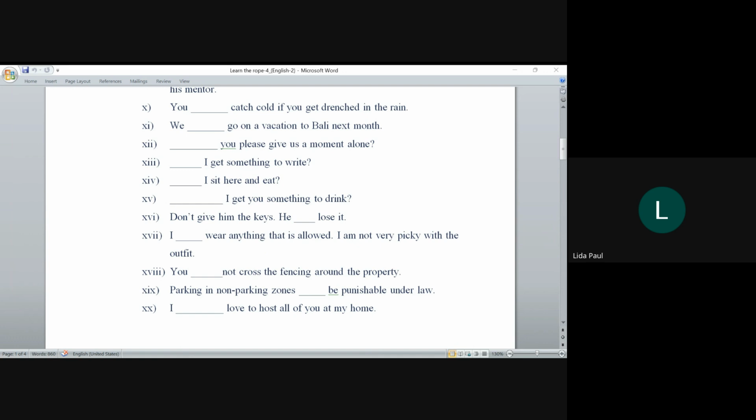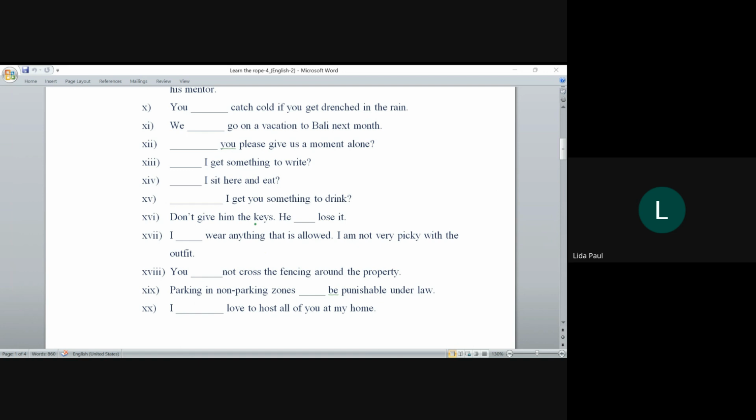Then the 19th one: Parking in non-parking zones dash be punishable under law. Again, this is similar to question number 18, I feel. So more than should, what else is the answer here? Will, yes, will. In questions which are of the nature of an order or rule or policy or command, it's usually will. So: you will not cross the fencing around the property. Parking in non-parking zones will be punishable under law.